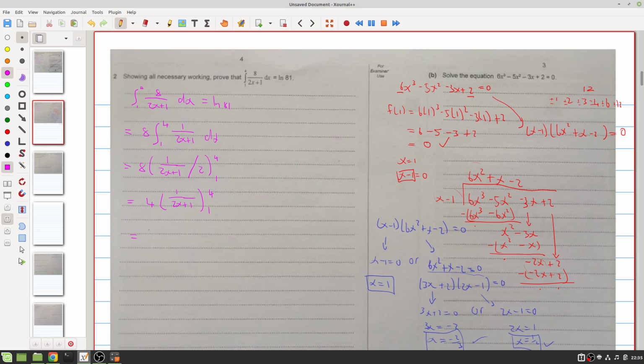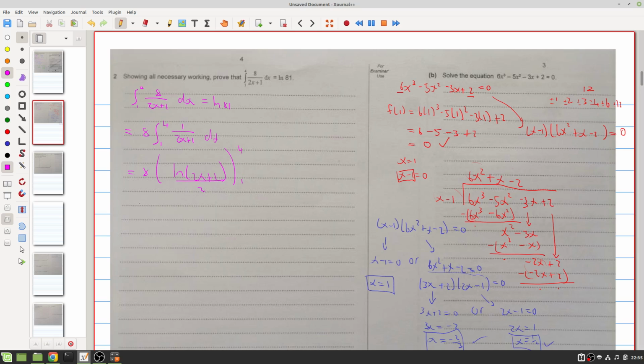Okay, so we're going to have 4 times 1 over 2 times, wait a minute, I forgot the ln part. I'm lying to you here. My apologies. So that's equal to 8, and then it's going to be ln of 2x plus 1. Sorry, not 1 over, I meant ln. And then divided by the derivative of this, which is 2. Again, that's from 1 to 4.